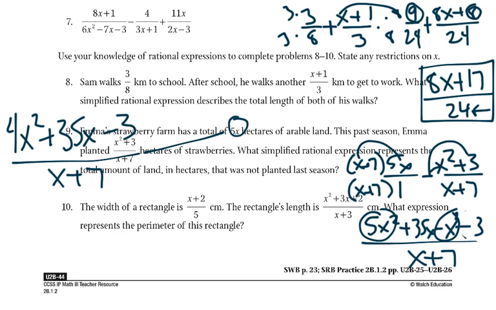Now, we can't simplify that at all. However, x cannot equal negative 7. If x equaled negative 7, we'd have 0 on the bottom, which we can't have. So there we go. Alright, now the last problem.